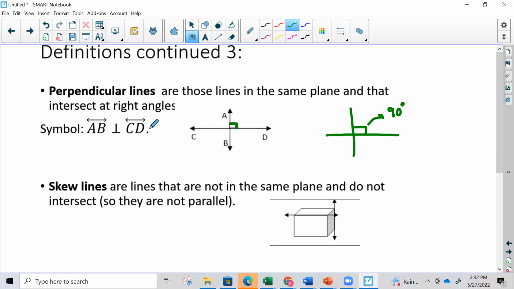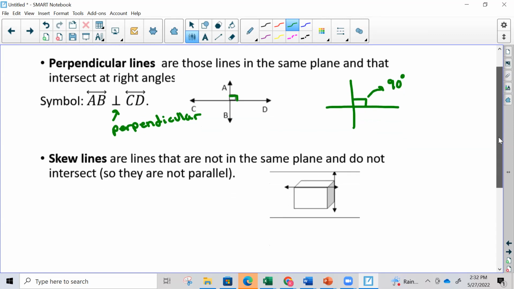So if we have two perpendicular lines, this is the symbol for perpendicular. It's kind of an upside down T. So if I want to show two things are perpendicular, I write the two lines and then I do this upside down T. And again, perpendicular lines intersect at right angles, which is 90 degrees.